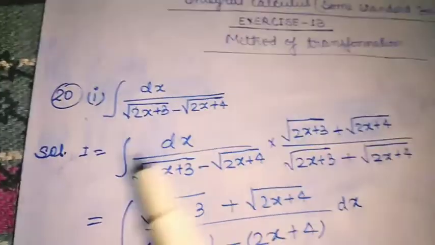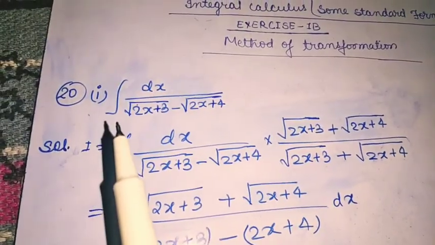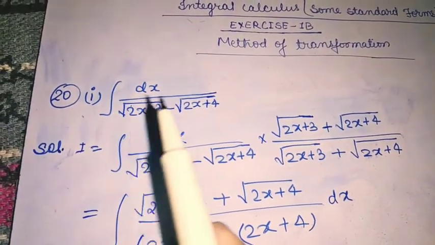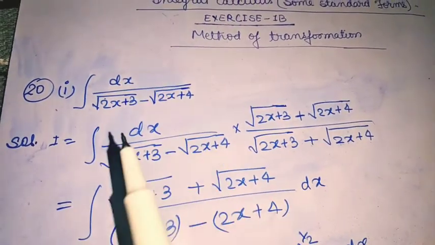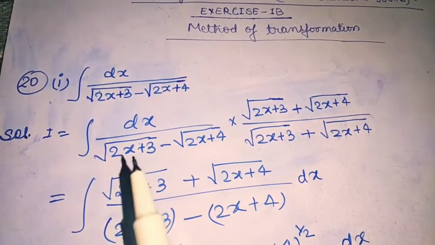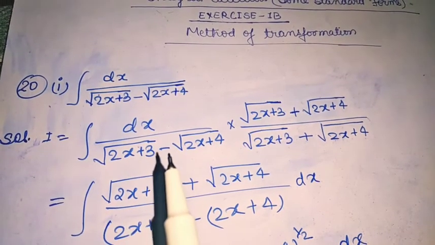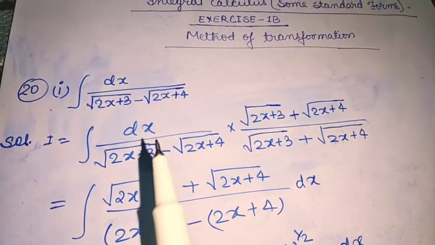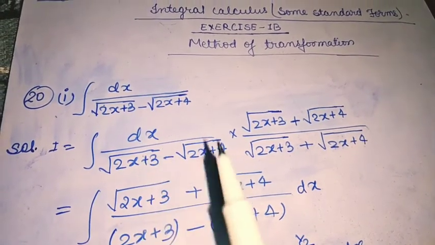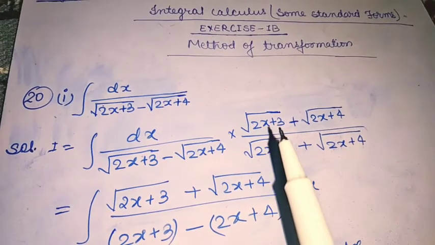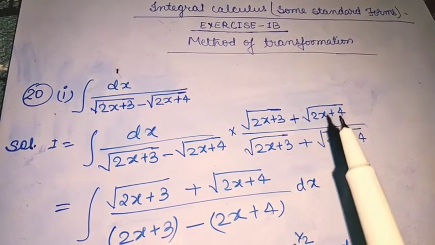Now you can see the first question of question number 20, which is integration of dx upon square root of 2x plus 3 minus square root of 2x plus 4. For this question, again we have to rationalize the denominator. For rationalizing the denominator, we have to multiply both numerator and denominator by this term: square root of 2x plus 3 plus square root of 2x plus 4.